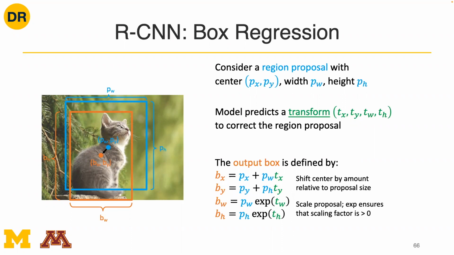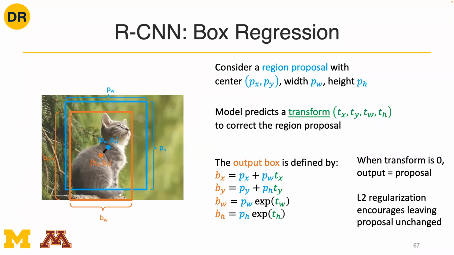So if you think about it, if the tx, ty, tw, th, if all of them are zeros, basically you're not updating your region proposal. You're leaving it as such. You're like, the region proposal is good enough, I'm just going to classify that region to be one of the labels. So an L2 regularization that you can add can actually encourage leaving the proposal to be unchanged during the training process.